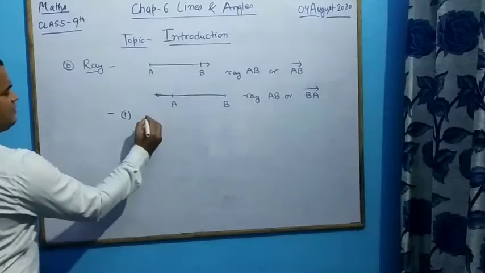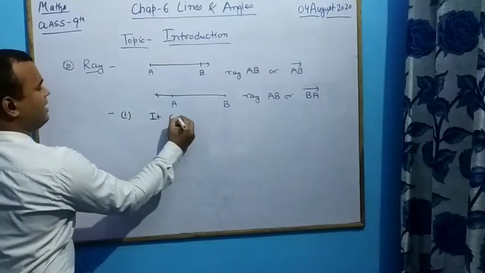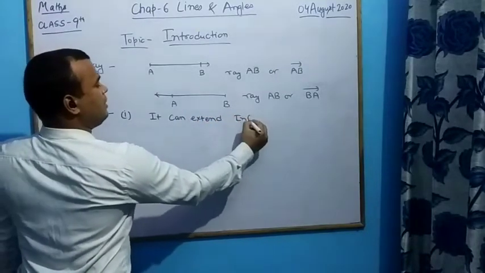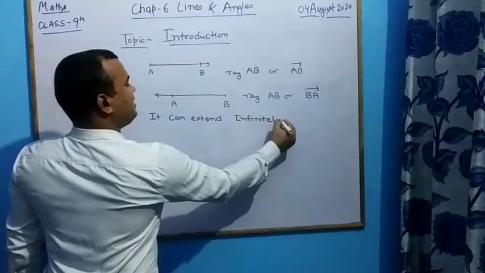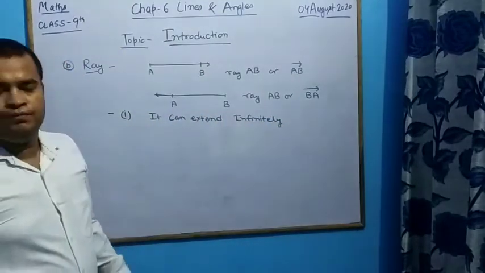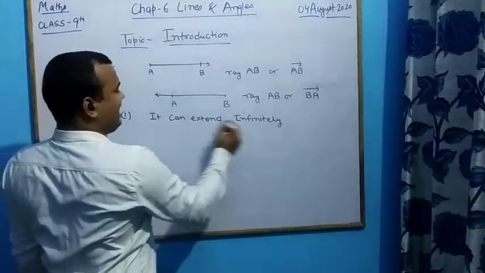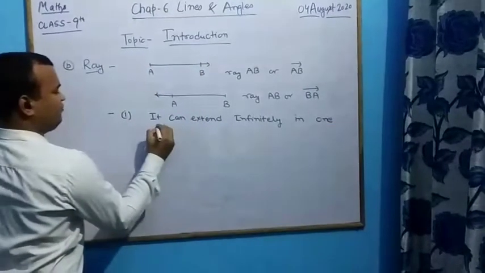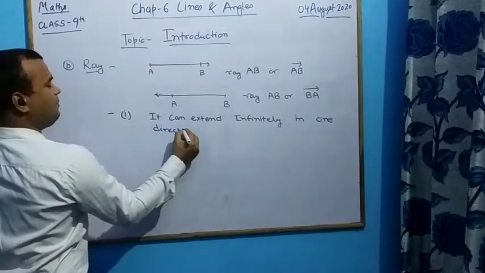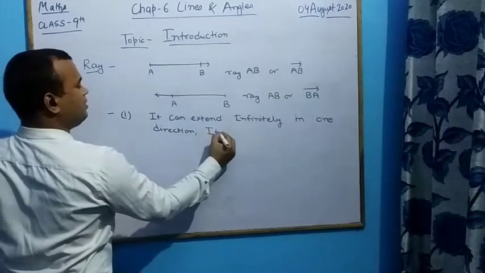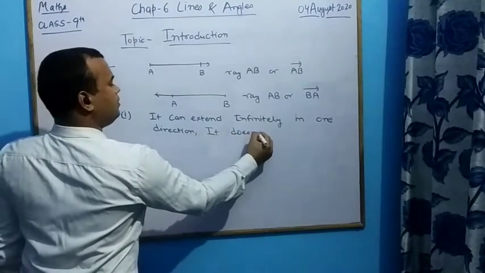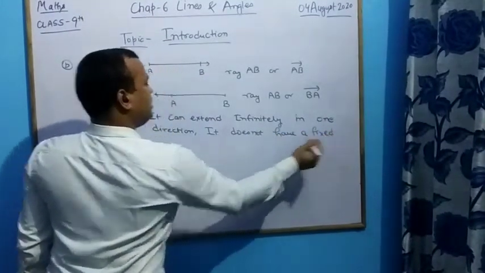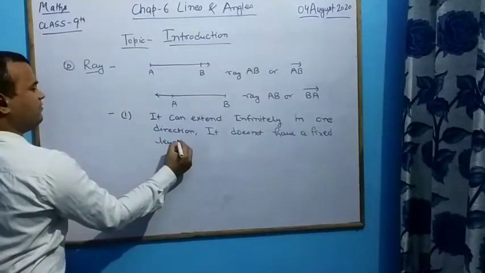So let us write it out. It can extend infinitely. Infinitely means it can be extended in one direction, and that is not finite. So it can be extended infinitely in one direction. So what happens? It does not have a fixed length. So its length is not fixed.